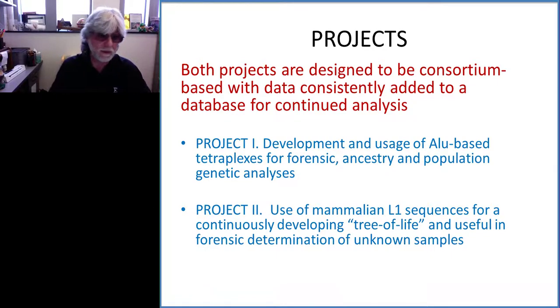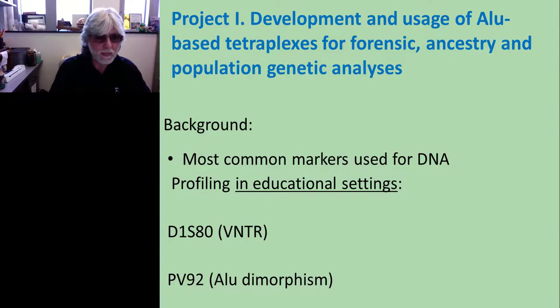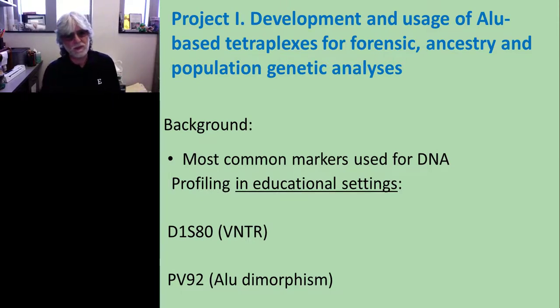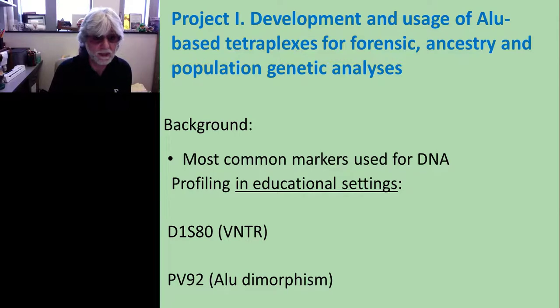Okay, project one, I'll talk about the two projects. Project one is the development and use of ALU-based tetraplexes for forensic ancestry and population genetics. And then project two will be the use of mammalian L1 sequences for generating a tree of life and also for forensic determination of unknown samples. Okay, so to start project one, developing and using these ALU-based tetraplexes that I've been working on and designing.